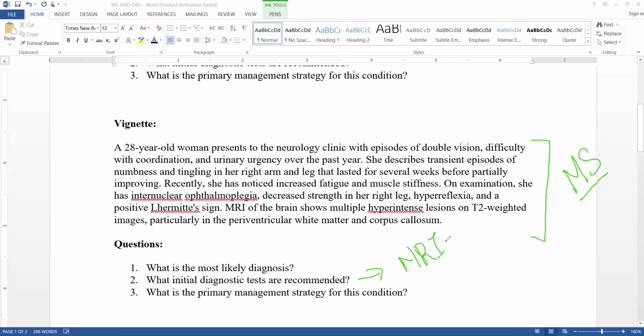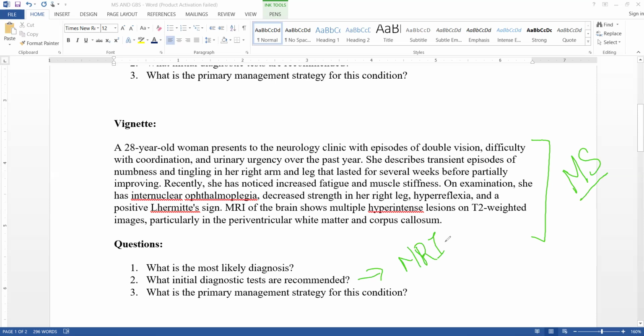MRI is the gold standard. And what is the primary management for this disease? For acute exacerbation, you give steroids, while to prevent further attacks, you give some sort of interferon, or natalizumab, immunosuppressants, a lot of things, right?